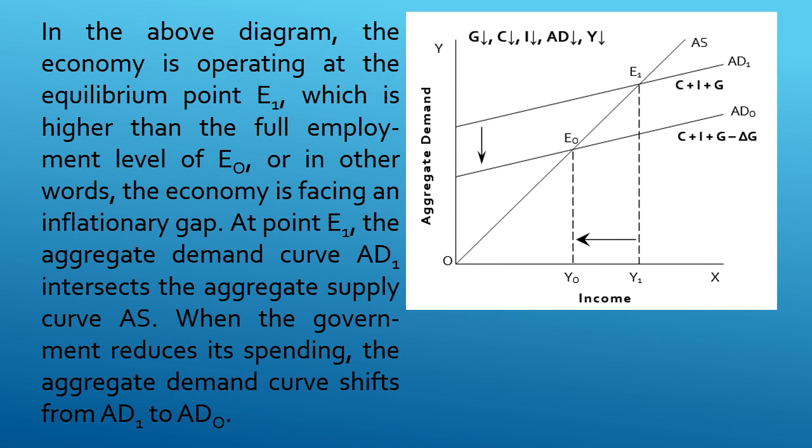In the above diagram, the economy is operating at the equilibrium point E1, which is higher than the full employment level of E0, or in other words, the economy is facing an inflationary gap. At point E1, the aggregate demand curve AD1 intersects the aggregate supply curve AS. When the government reduces its spending, the aggregate demand curve shifts from AD1 to AD0.